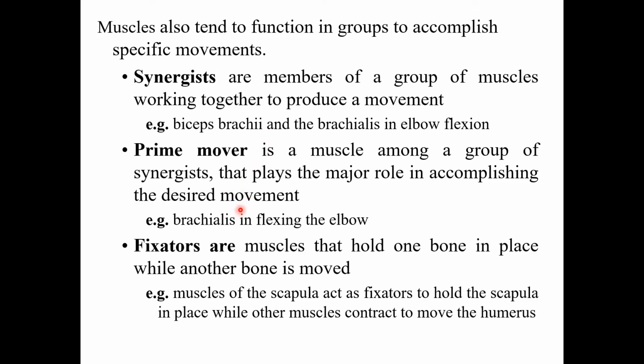Next, fixators are muscles that hold one bone in place while another bone is moved. In short, siya yung tagapigil ng pag-ibo ng isang part ng ating katawan. Example, muscles of the scapula act as fixators to hold the scapula in place while other muscles contract to move the humerus. Kasi pag walang fixator, kapag once na gumalaw ka, ay lahat gagalaw din. And kapag gumalaw yan lahat, may possibility na hindi mo magagawa yung dapat mong gawin.